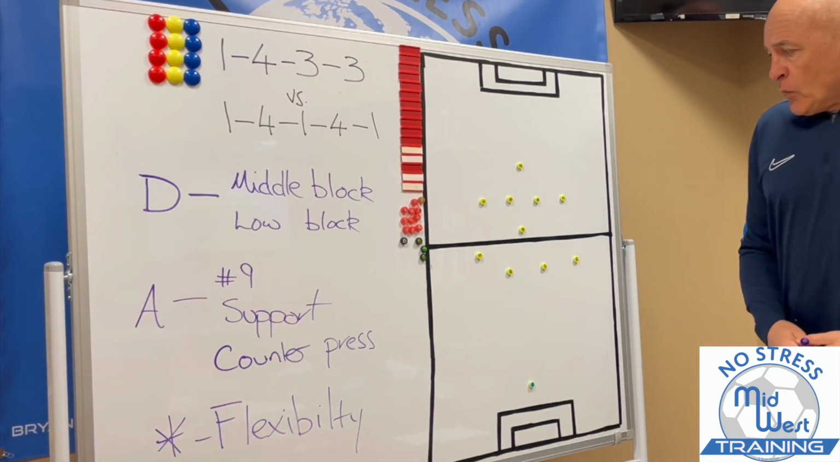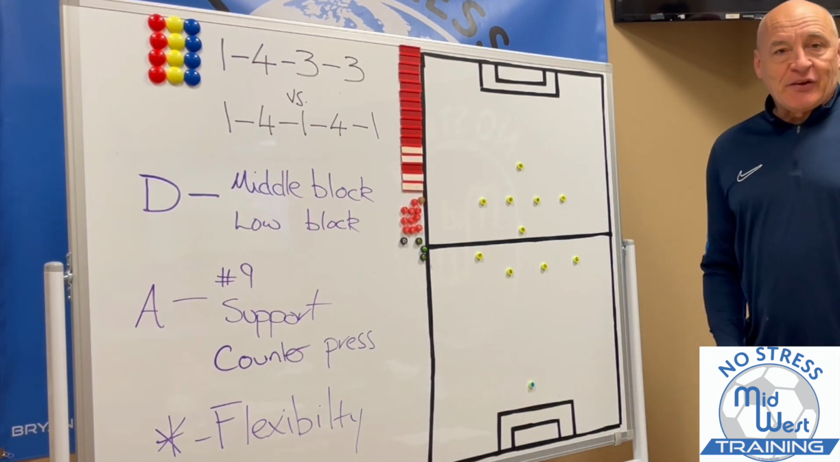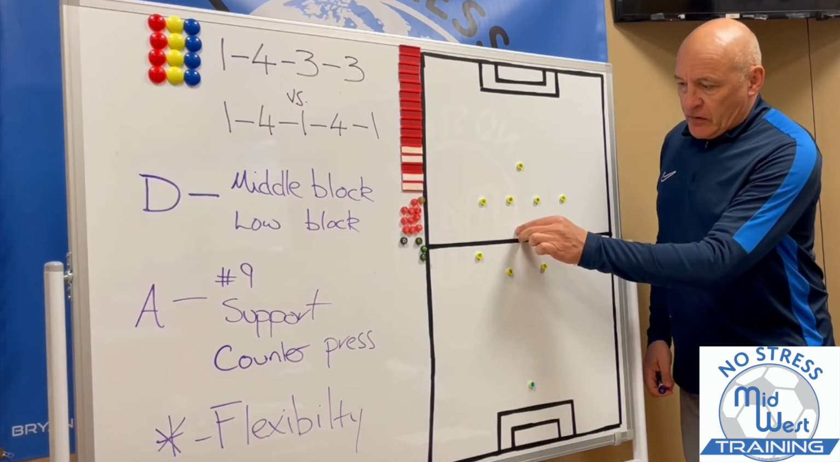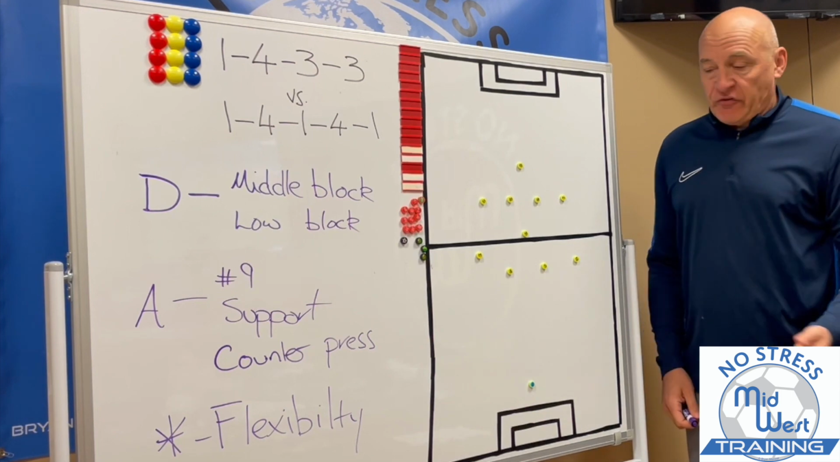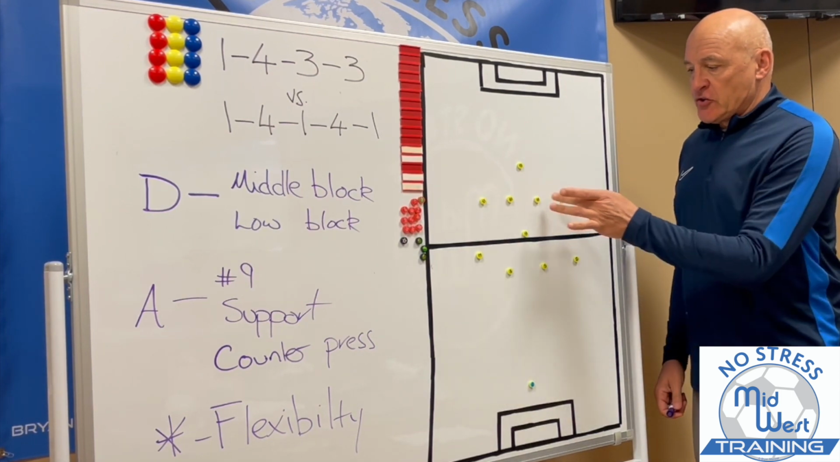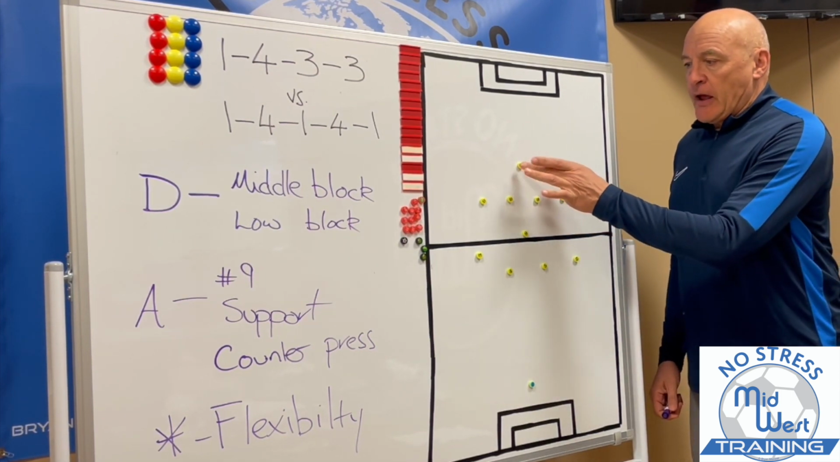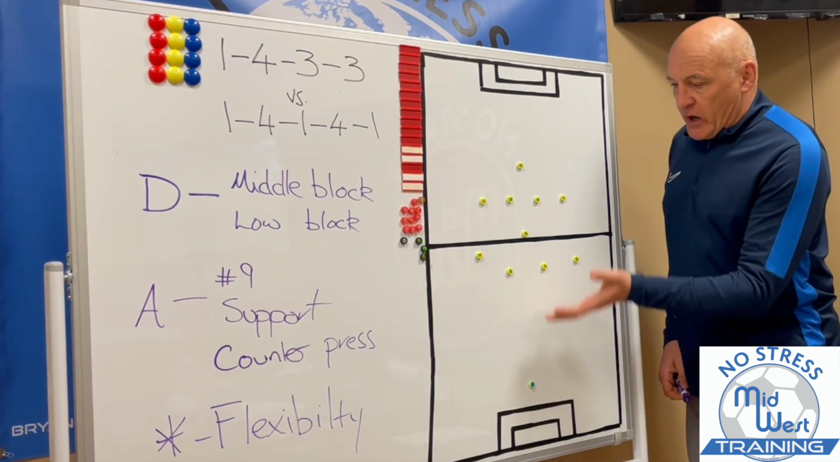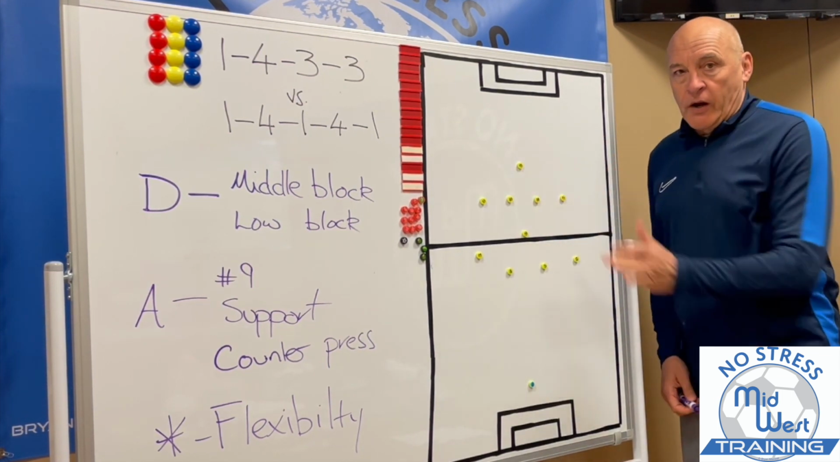So with that said, very much as it suggests, 1-4-1-4-1: this holding player, we'll call them number 6, the 1, an additional 4 midfielders, and then a number 9 up front by themselves. So again, the 1-4-1-4-1.